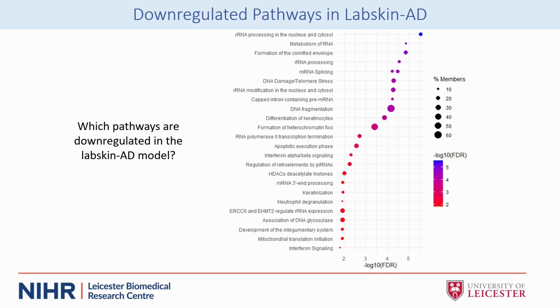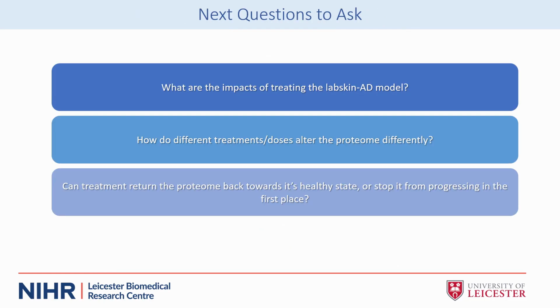And this is confirmed by pathway analysis. We can see substantial disruption of keratinocyte differentiation and RNA processing pathways, which are consistent with impaired epidermal maturation and reduced transcriptional activity. So that's just a little taster today of how we can use unbiased mass spectrometry-based proteomics to gain really deep insight into the molecular phenotype of the Labskin model.